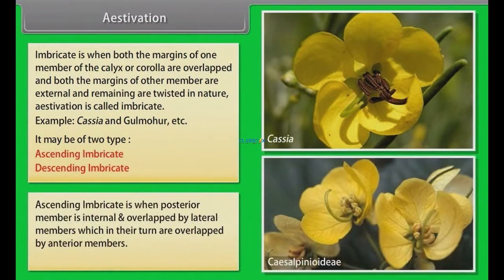Ascending imbricate is when posterior member is internal and overlapped by lateral members, which in their turn are overlapped by anterior members. Example, Sisal pinioide.